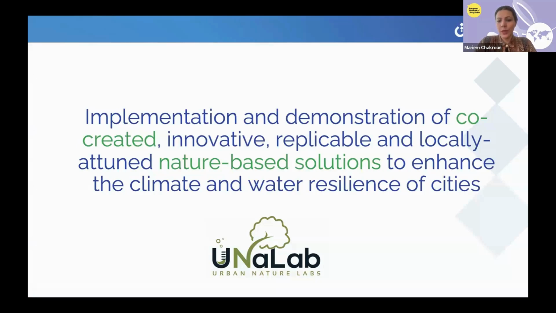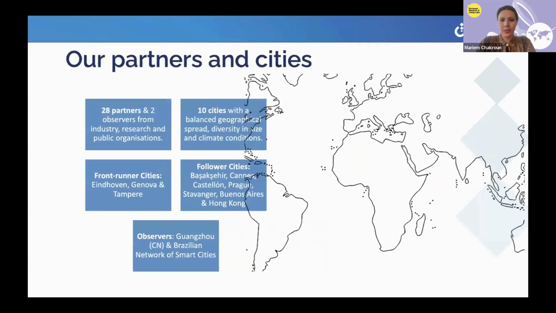So it was created in the UNALAB project, and we, at Enol, were part of this project that ran from 2017 to 2022. And the aim of the project was to implement and demonstrate co-creative, innovative, replicable, and locally adapted nature-based solutions to enhance the climate and water resilience of cities. In this project, we had 28 partners and 10 cities. Those were the ones co-creating first and then implementing the solutions.